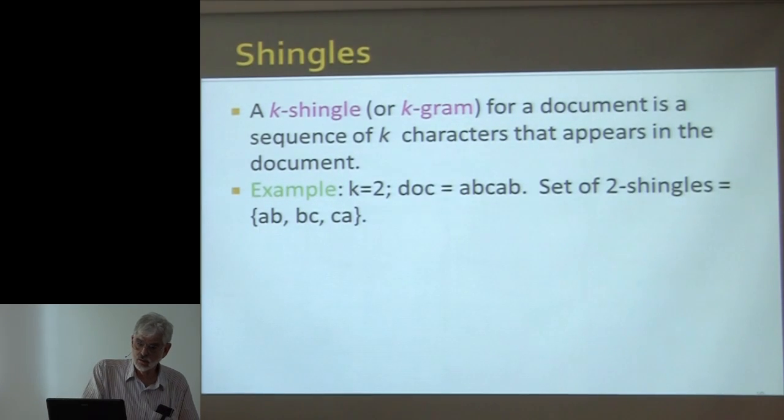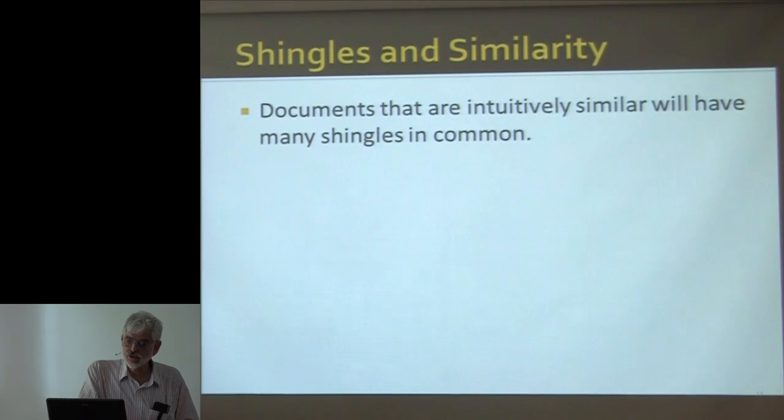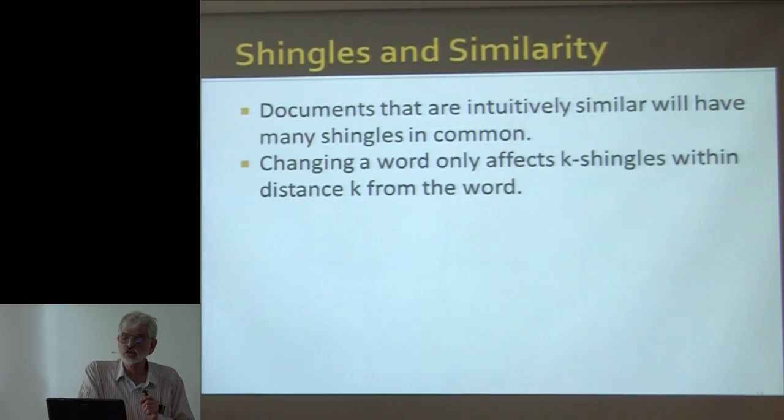Okay, then the set of k-shingles is the representative of the document. So now we can forget about documents, we're just talking about similarity of sets. Now I claim that if documents are intuitively similar, and by this I mean textually similar, not about the same topic but using completely different words, but if they are textually similar, they will have many shingles in common. In particular, if you change a word and you're using k-shingles, you can't affect any shingle in the set that is more than k away from the beginning or end of the word.